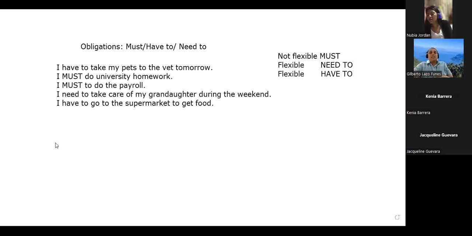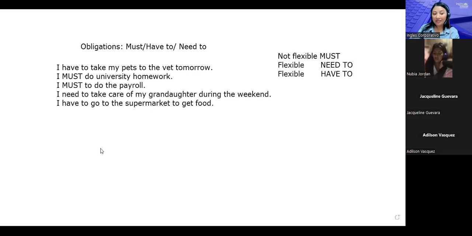Podríamos dejar I need to o I must. Pero es que fíjense que si yo le pongo must, ¿será que le están obligando, Jacqueline, a que la cuide o no? No. Entonces por eso ocupo la otra opción. I need to take care. Porque no la están obligando.